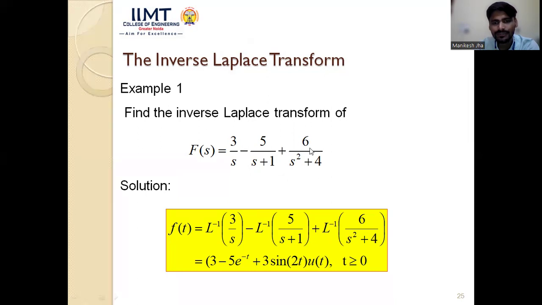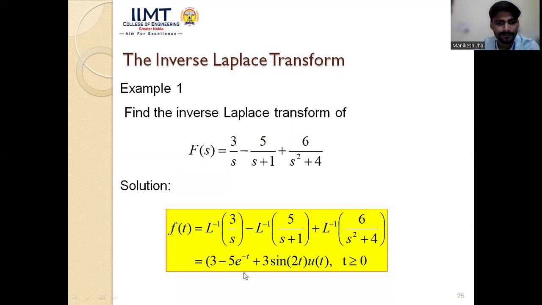Third one is 6 upon s squared plus 4. So whose Laplace transform is this? We will see the Laplace transform of sine and cosine. For both, the denominator is s squared plus omega squared, and for sine the numerator is omega upon s squared plus omega squared. It is comparable with omega upon s squared plus omega squared, so this is the inverse Laplace of the sine function. What is omega? In the denominator we are writing s squared plus omega squared, so omega squared is 4. So omega is 2, and it is nothing but sine of 2t.